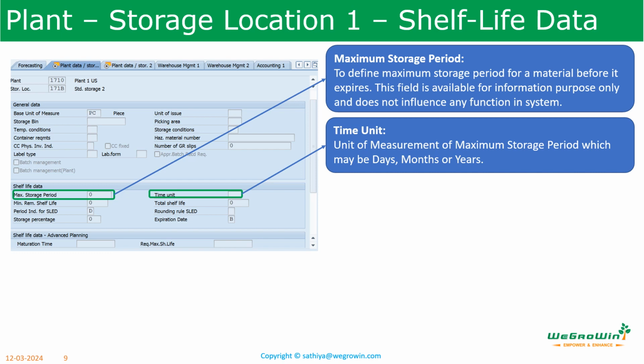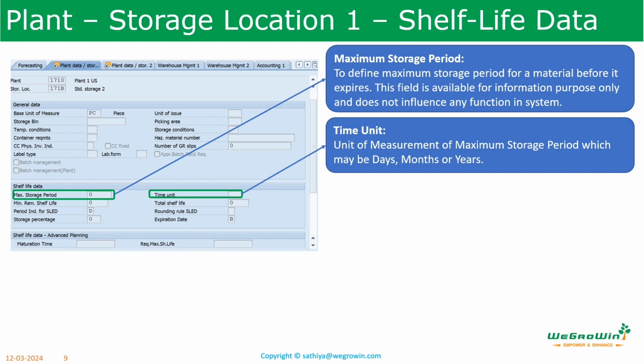Here we have the shelf-life details in the shelf-life data tab. First, it is defined what the maximum storage period is, which defines the maximum storage for a material before it expires. That is the period which is defined. This is available for information purposes only. It is not influencing any function in the system. This is the maximum storage period which can be kept.